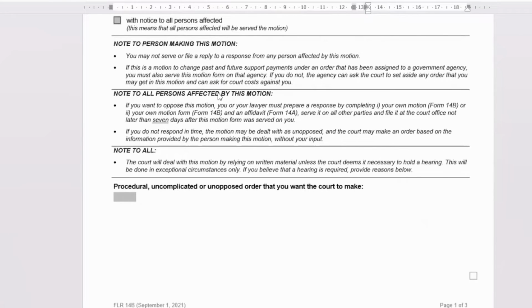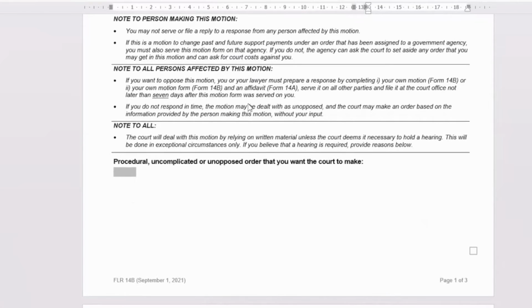So again, it tells you if you're getting served with this motion, if you want to oppose the motion, you have to prepare a response by completing your own motion form or an affidavit, and serve it on all the parties, file it at the court office, and it gives you your time frames. You've got 7 days. If you do not respond in time, the motion can be dealt with as unopposed, and the court can make an order based on the information provided. So they give you a lot of the information on what to do.